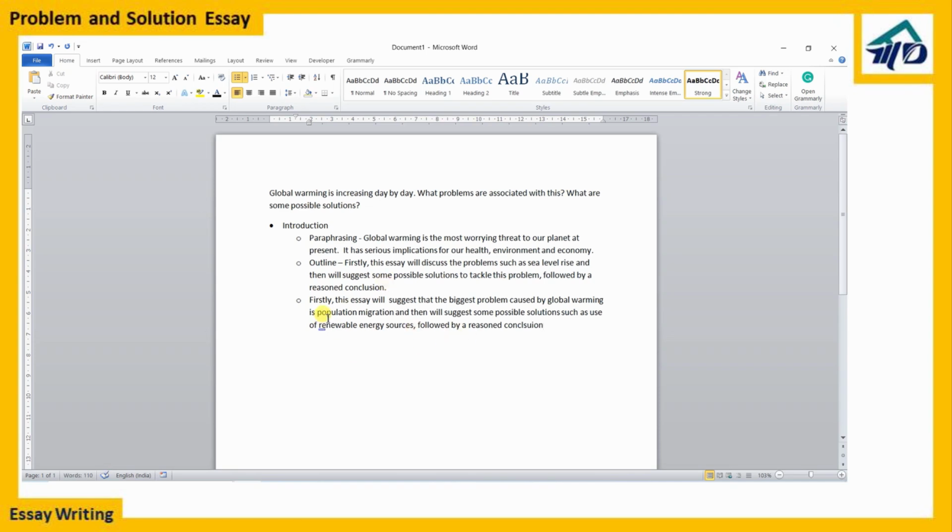I can even write here, such as use of renewable energy sources, and I can write energy efficient products and renewable energy sources. So that is not that much good, better I just keep it this way only. I don't want to spend that much time. So I can be a little specific also. Okay, so I think I will go with this particular outline.